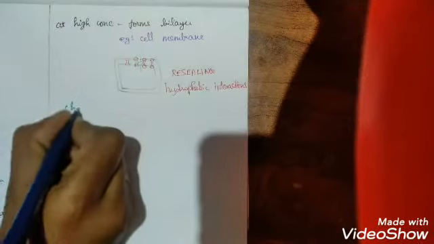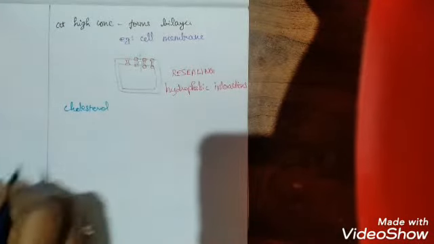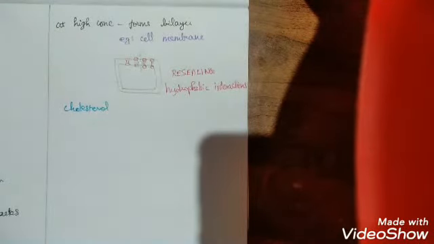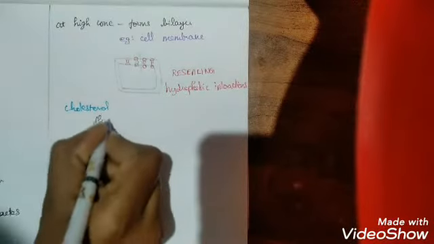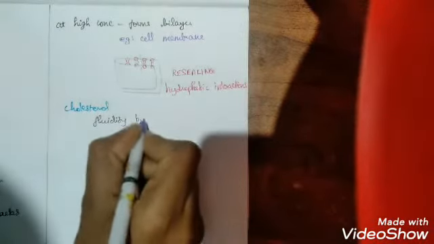And then cholesterol. Cholesterol is the fluidity buffer of the cell membrane. So our cell membrane is called the fluid mosaic model or Singer-Nicolson model. Cholesterol decides whether the cell membrane is fluid or in the solid state.